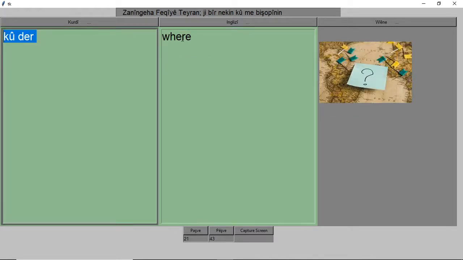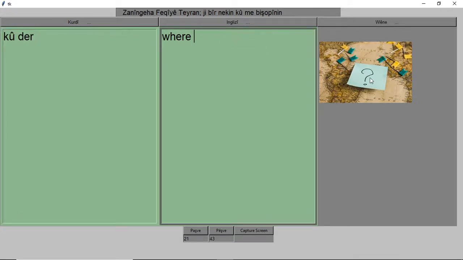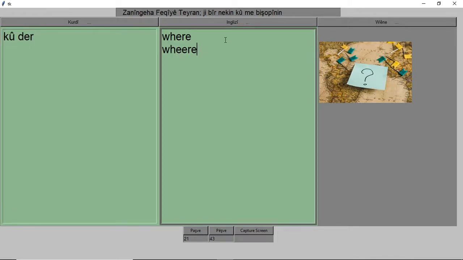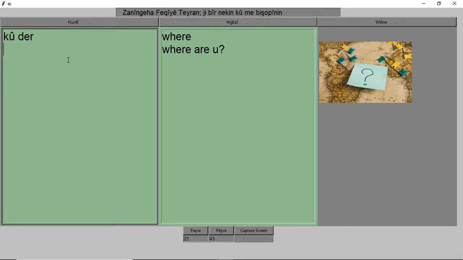Kuder, where? Where is it? It's here. Kuder. For example, let's say, where are you? Like what you will say, where are you? Tulu kuderiye. Why did I say just tulu kuderiye? Tulu kuderiye. Where are you? So this means the same thing.